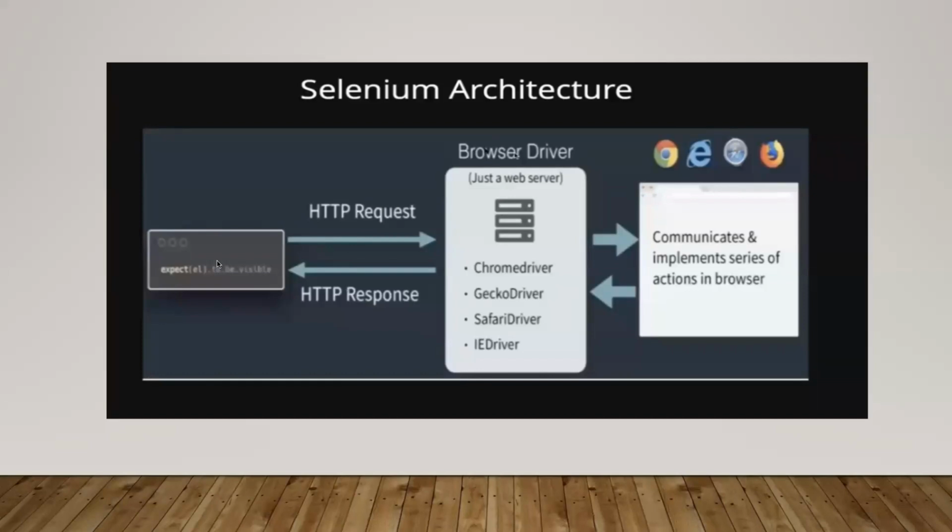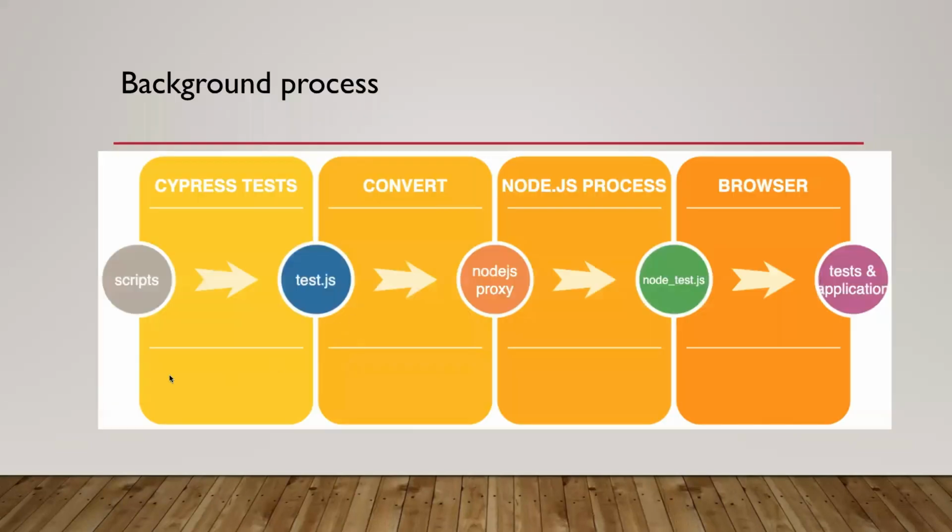Coming to the Cypress background process, how it works: once we create the script and execute, under the hood it will create a test.js file, and the calls will go through the Node.js proxy. Node.js is the server here, and Node.js will convert it into a node_test.js file and talk to the remote web, and return the response back to the script, in the same way, vice versa. Here we don't use any Chrome driver or Firefox driver, but we use browsers. Cypress has already configured all the browsers internally. We just need to select which browser and execute.